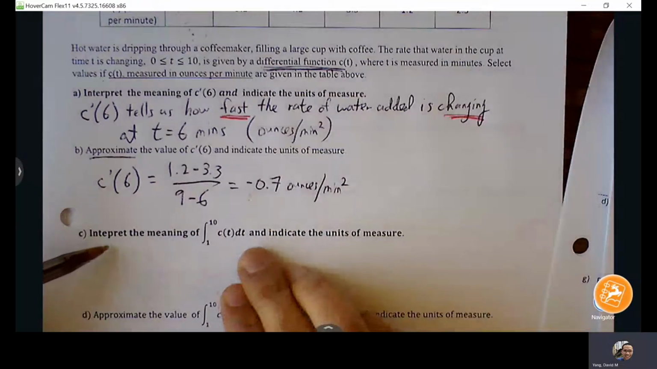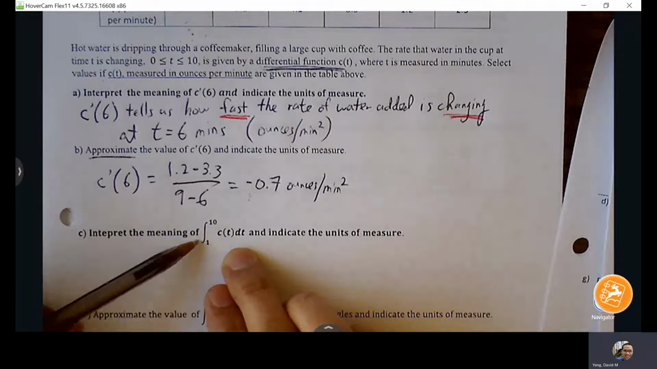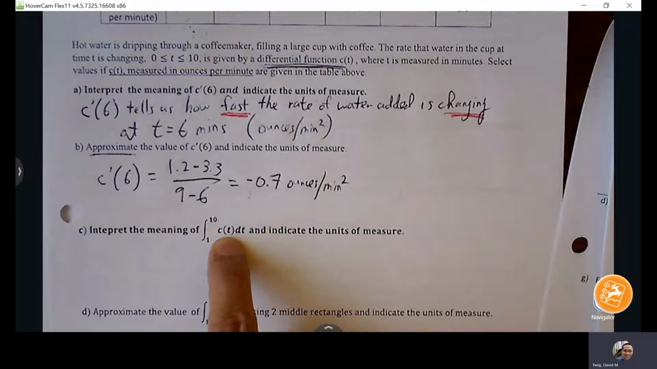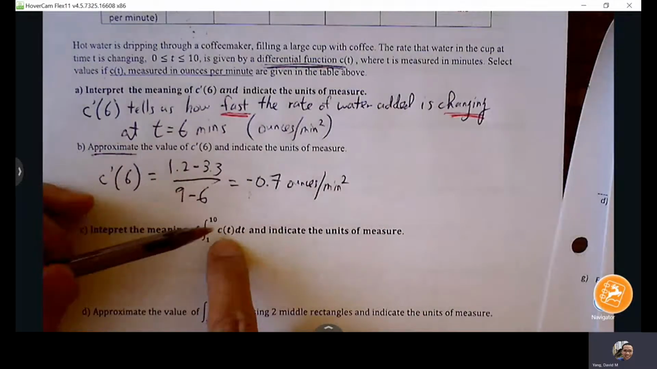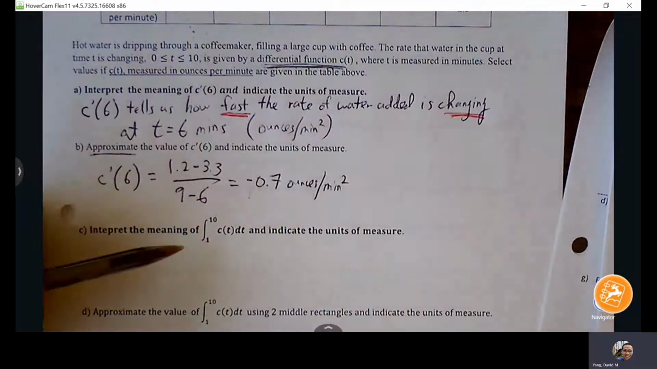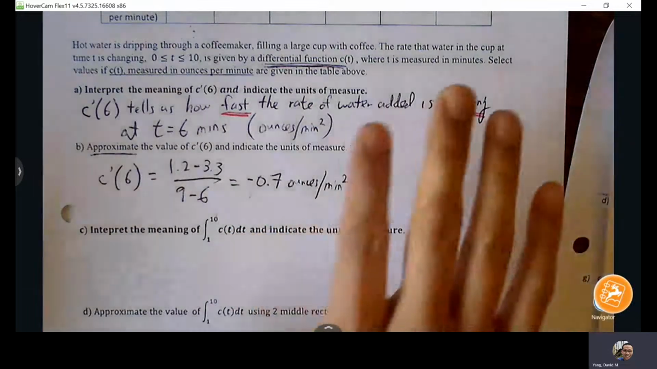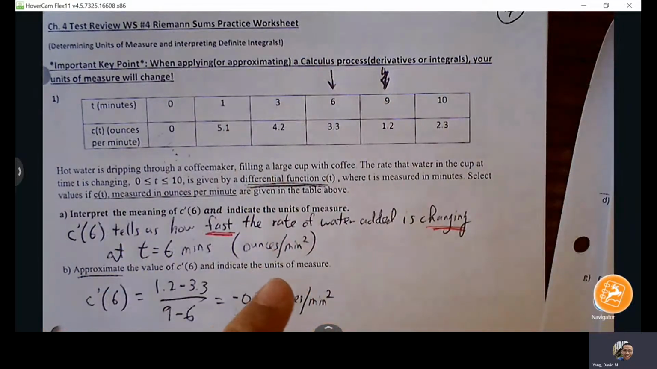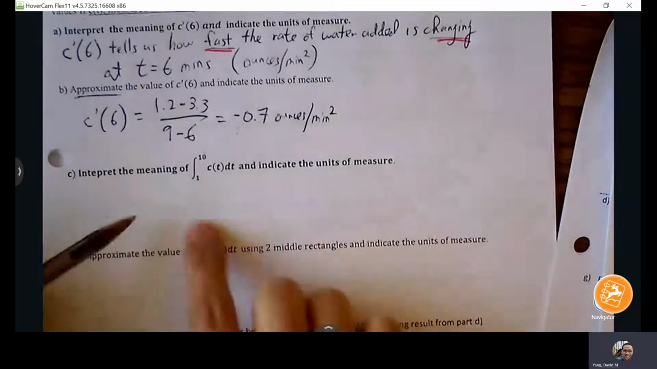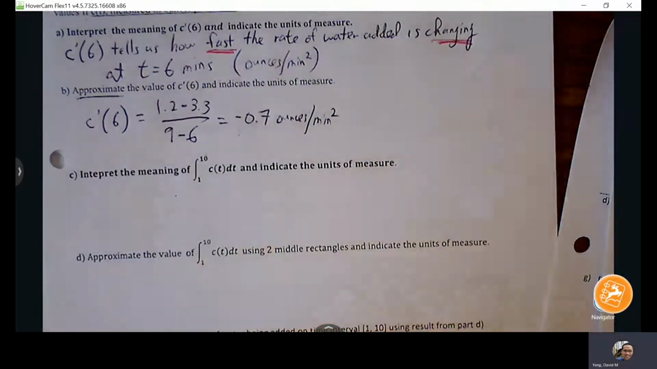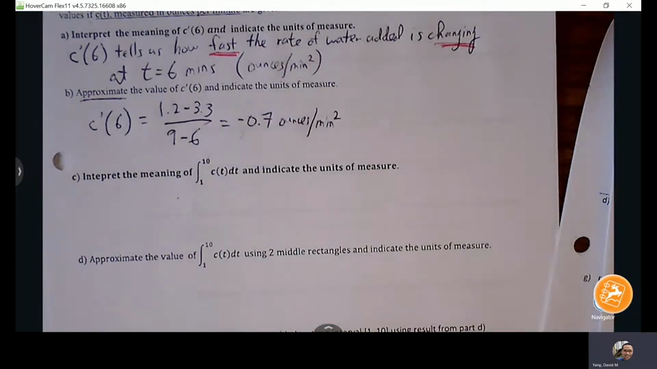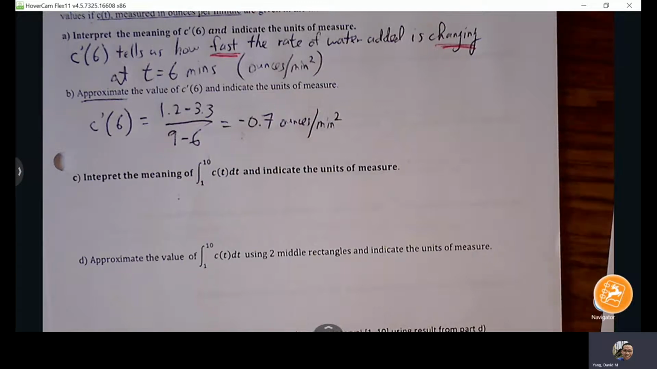Okay, part C, interpret the meaning of the definite integral from 1 to 10 of c of t and indicate the units of measure. Now, c of t is ounces per minute. What's going to happen if we do an integral process on top of that? It's just ounces, okay? We're accumulating all these rates of water added over that time period. So this tells us how much water is added between the 1st and 10th minute, or the difference in the water level between the 1st and 10th minute.